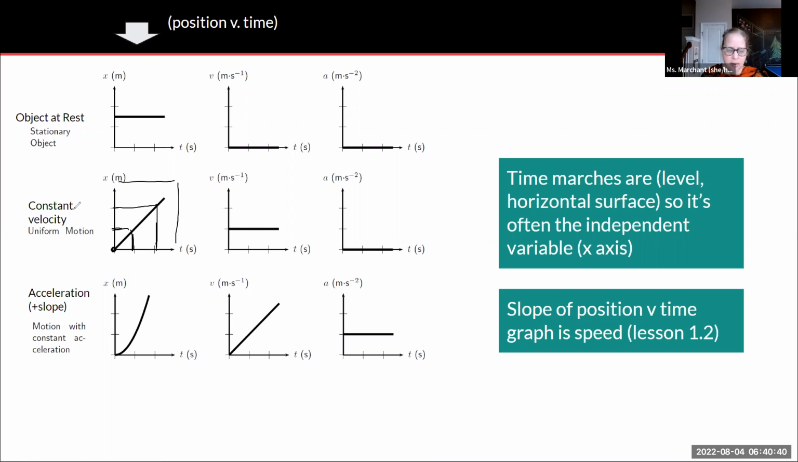Okay, so we call that constant speed, or in this case, velocity. That's just speed as a vector quantity. We'll talk more about that tomorrow. Okay, and that's uniform motion. So anytime you see a line that is not horizontal or vertical, it is going to be at constant velocity if you're on a position-time graph.